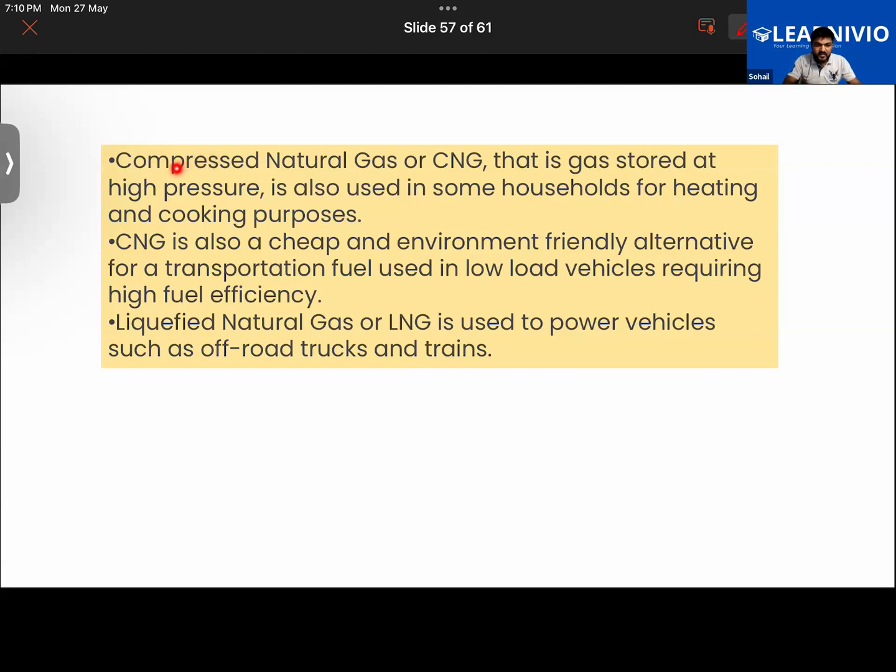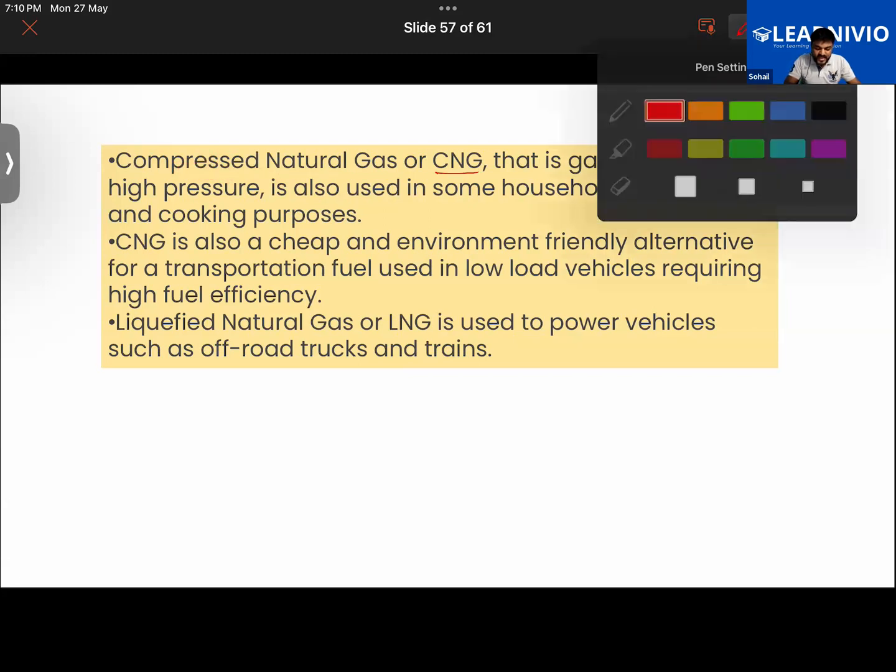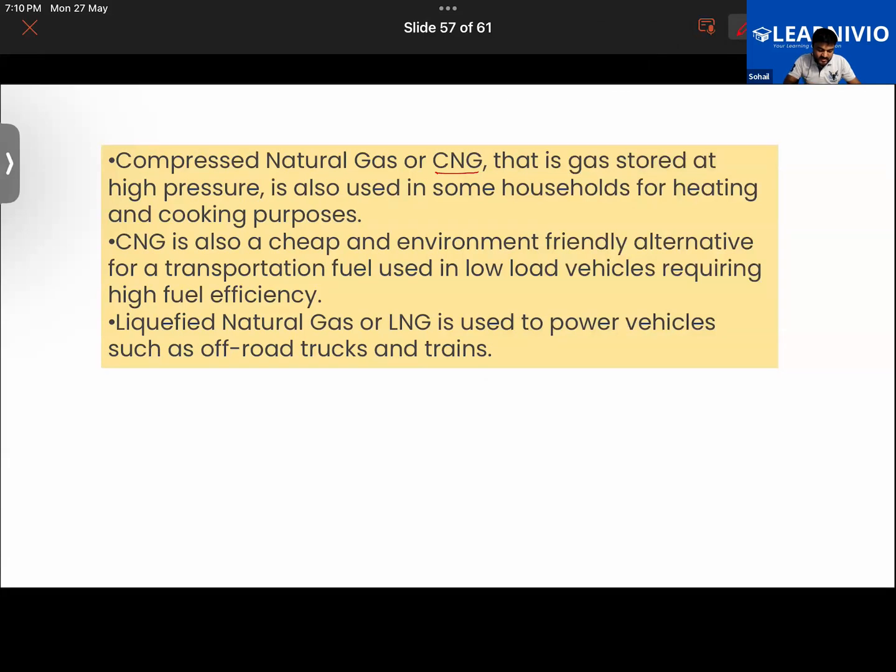Further, natural gas can be compressed natural gas, in short it is called CNG. So that is gas stored at high pressure. It is used in some households for heating and cooking purposes. Nowadays in certain vehicles also, compressed natural gas is used. But those vehicles have to be low load vehicles, meaning that they will not be doing heavy duty work. So CNG is also a cheap and environmentally friendly alternative as a transportation fuel used in low load vehicles requiring high fuel efficiency.